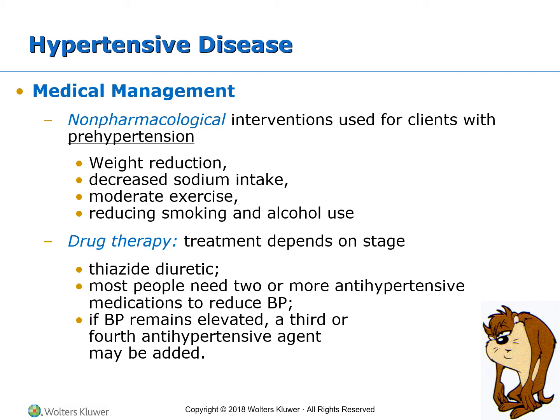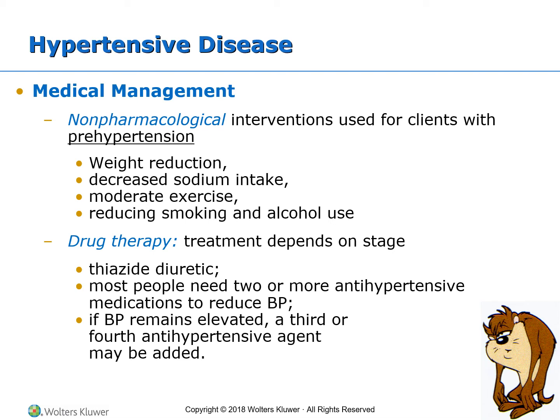Table 27.2, lifestyle changes and benefits to blood pressure. With weight reduction, you can lower blood pressure 5 to 20 millimeters mercury for every 10 kilograms of weight that you lose. Also, with a diet rich in fruits, vegetables, and low-fat dairy products with a reduced content of fats, red meat, sweets, and sugar, you can reduce your blood pressure by 8 to 14 millimeters mercury.